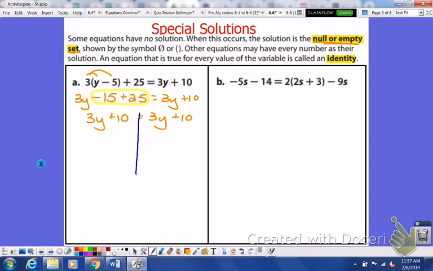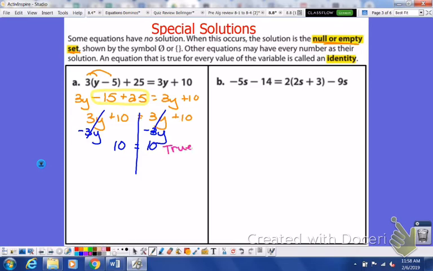Then drop our line down. I see I have a 3y and a 3y. I need to get my variables on the same side. So if I subtract 3y from both sides, 3y minus 3y is 0. So we're left with 10 equals 3y minus 3y, which is still 0. We're left with 10. This is a true statement.